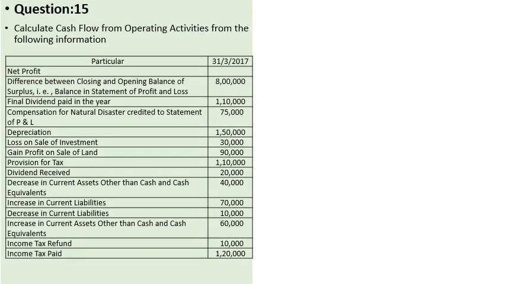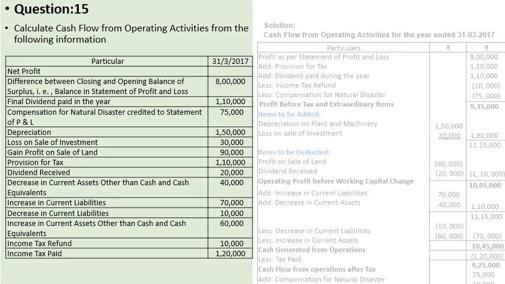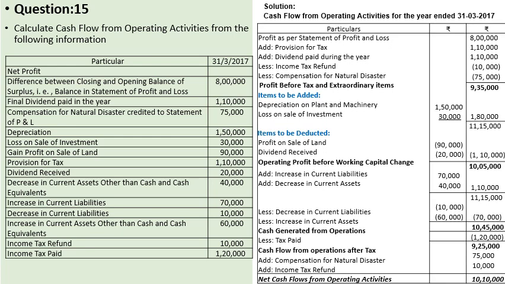Now we'll move to question number 15, where you have to find the cash flow from operating activities from the given information. So now we have the solution over here. I'll show you step by step how we have solved it.